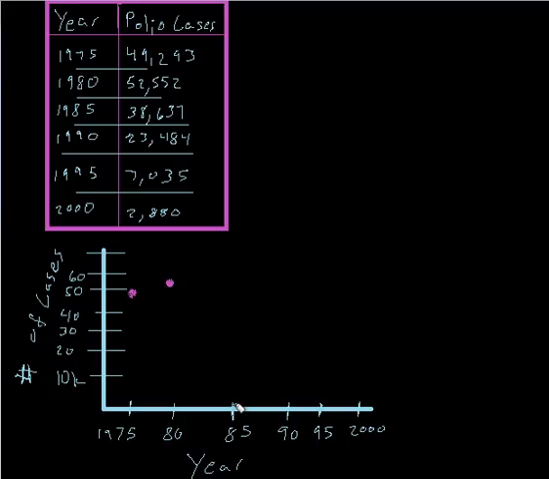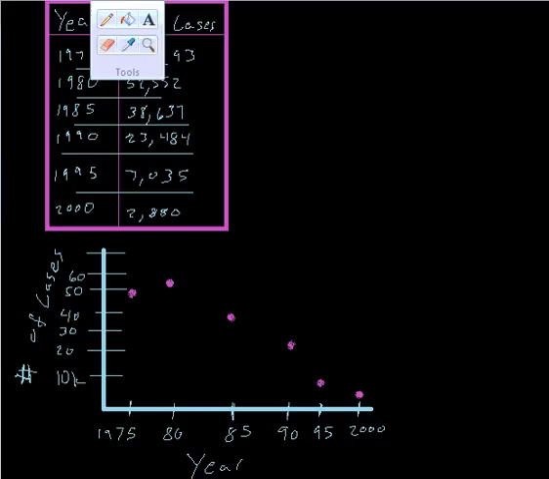Okay. And at 85, looks like there were about 38,000. So just below 40. And 1990, we're at 23,000, so just above 20, right about here. And at 95, 7,000, so below 10,000, maybe here. And then at 2000, just making sure, yeah, that's under. There were about 2,000 cases. And so we'll put that there. Okay, so now the next step is let's connect these points.